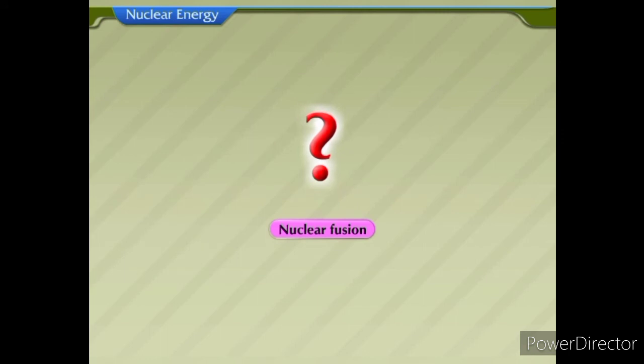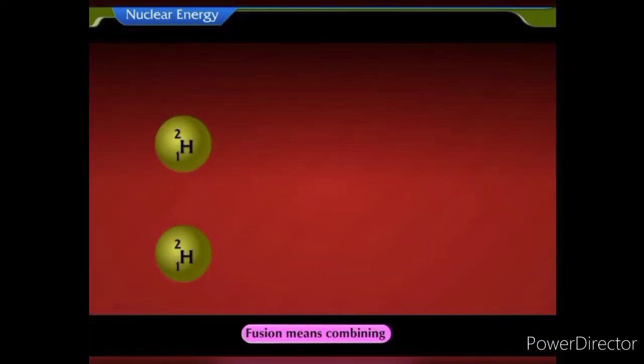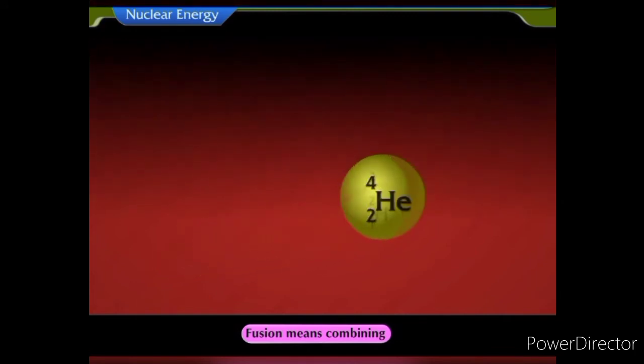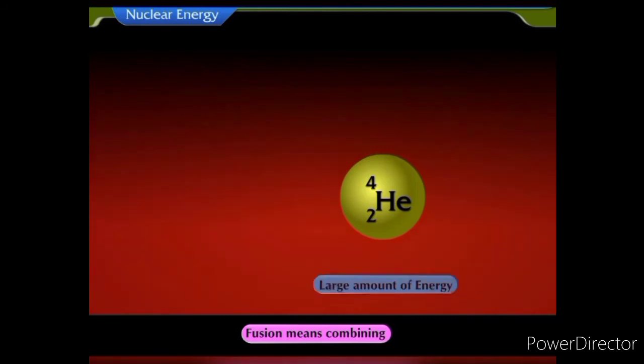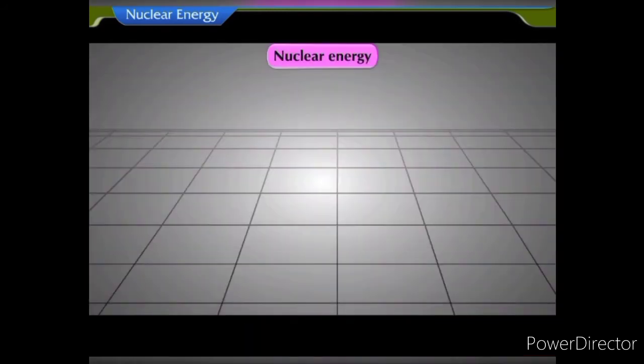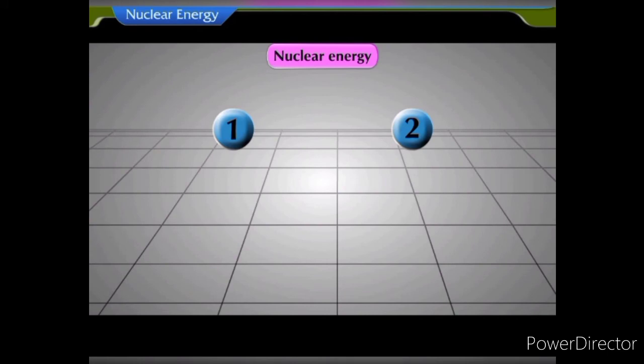What do you mean by fusion? Fusion means combining. Thus, nuclear fusion is the process in which two or more nuclei of lighter atoms combine to form a heavy nucleus with the liberation of a large amount of energy. There are two ways to obtain nuclear energy, namely 1. Breeder reactor, and 2. Nuclear fusion. Breeder reactor.